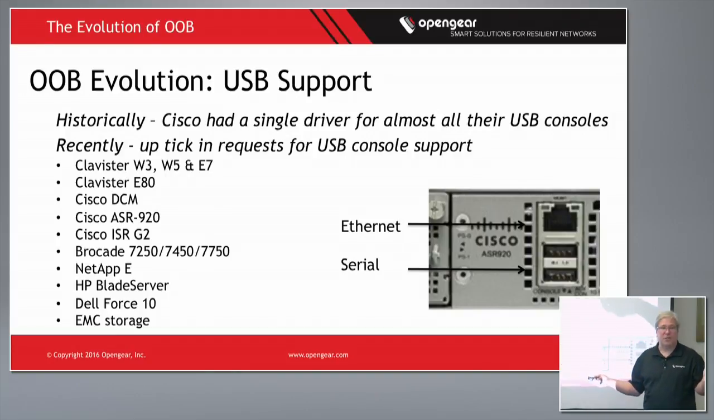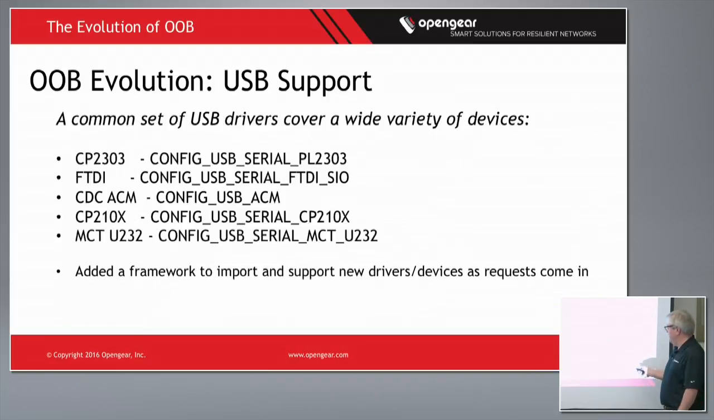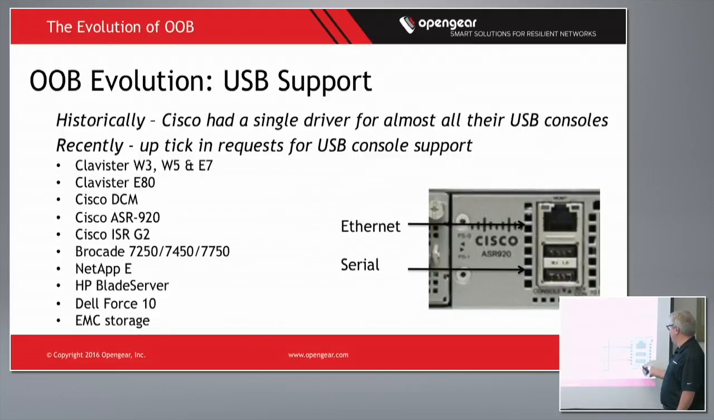So over that period of 1 year, people started coming back and saying, yeah, actually we do need this. I mean, here's a classic example. A Cisco ASR 920. It has an Ethernet management port. But then if you look at the serial port, it's a USB. What do I do with that?